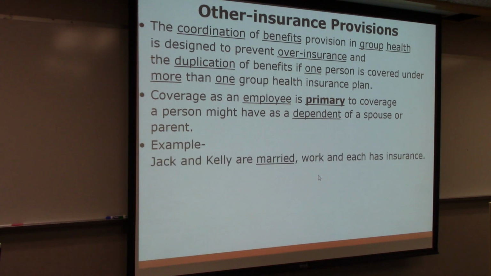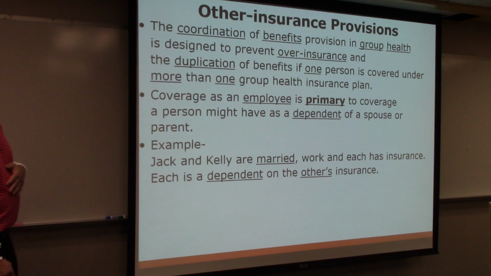Let's see an example. Jack and Kelly are married. Each works and has insurance. Each is a dependent on the other's insurance. It's backup. That's why you do that, to make sure you've got adequate coverage.